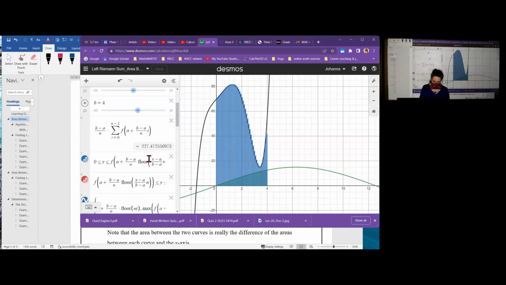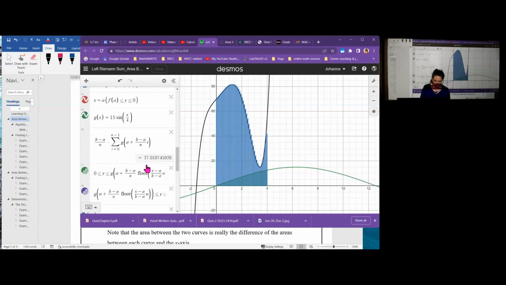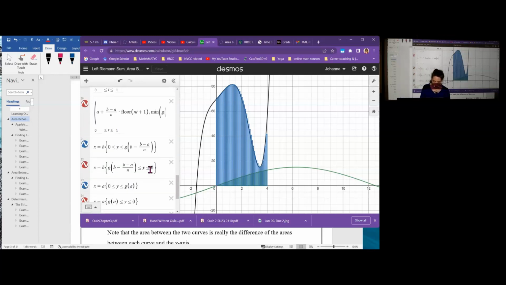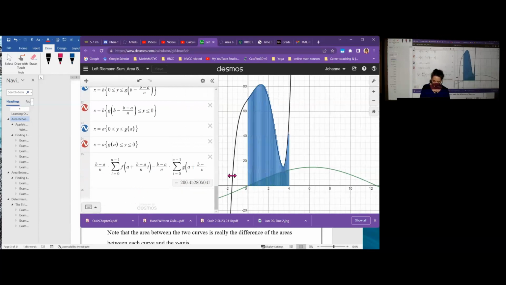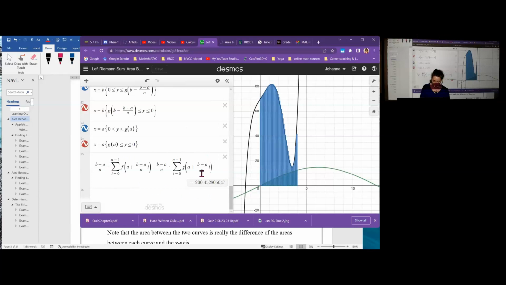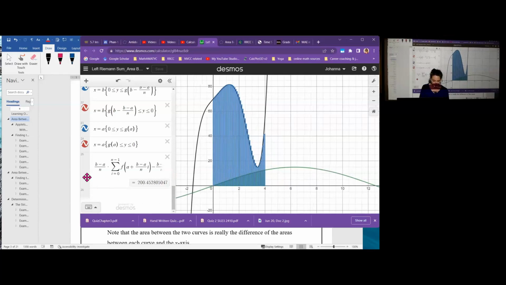This, of course, is the net area under the fifth-degree polynomial and the independent axis. And then a little bit further down in the directions, you see that we have the same thing for the function g, which is 15 sine of x divided by 4. The area between the g function and the independent axis is about 27 units. And then at the very bottom, we see that we're subtracting the area under the lower function from the area under the upper function. And this gives us the net area between the two functions.